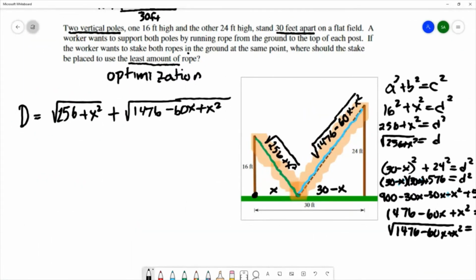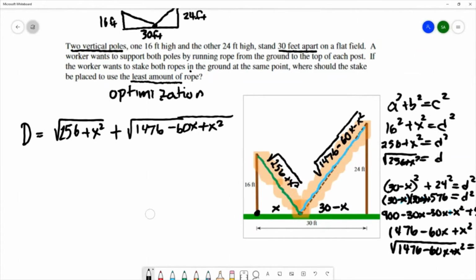So now we have an equation which represents the amount of rope no matter what point we choose. So remember, it's based on this value of x here. So we can plug in a value of x and get what the length of the rope would be for any value of x.